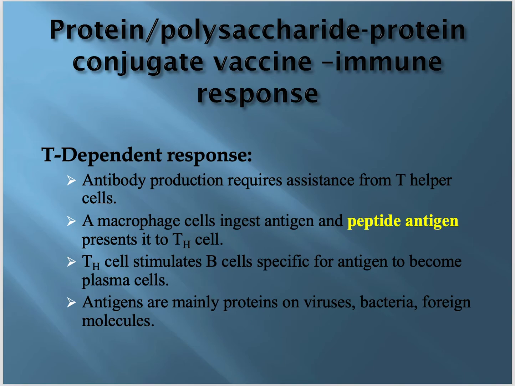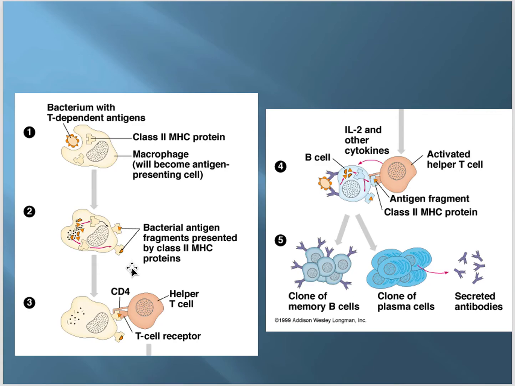Okay, this figure shows an immune response done by T helper cells. So for example, this is a bacteria with T dependent antigens. Say this is the bacteria, and this is the macrophage, and we know that a macrophage can act as an antigen presenting cell.